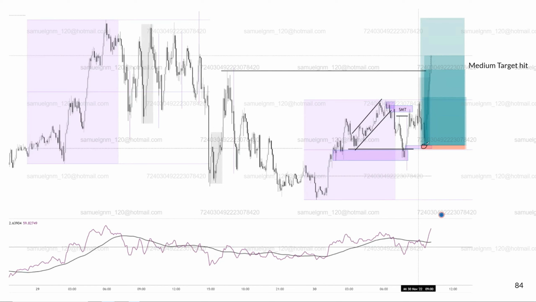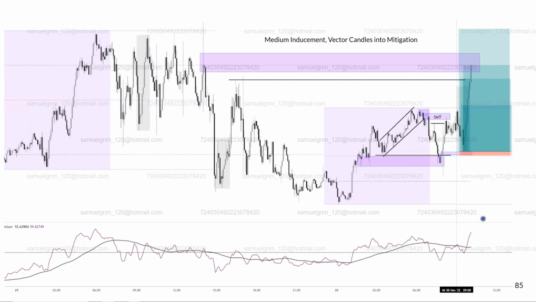If your entry is right there, no drawdown at all, 0 pip drawdown, and then it just smashes into your medium target instantly, takes out the medium liquidity, you should be like, oh no, no pullbacks, no nothing, only vector candles. Taking out a medium target into what? What's in here? What have they still left in here? Imbalances. Oh, vector candle into mitigation. Oh, after taking out a medium target, what should you ask yourself? Medium inducement, vector candles into mitigation.